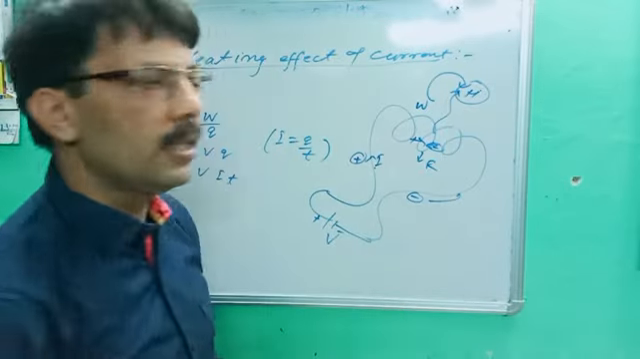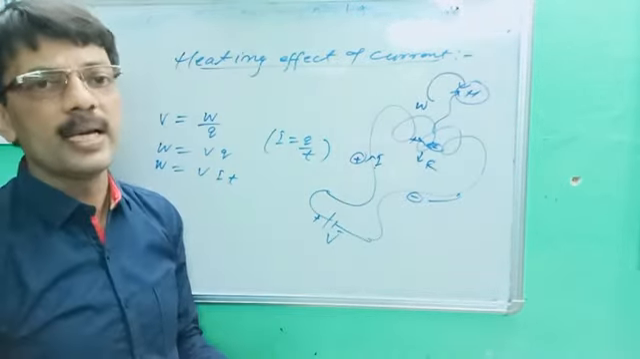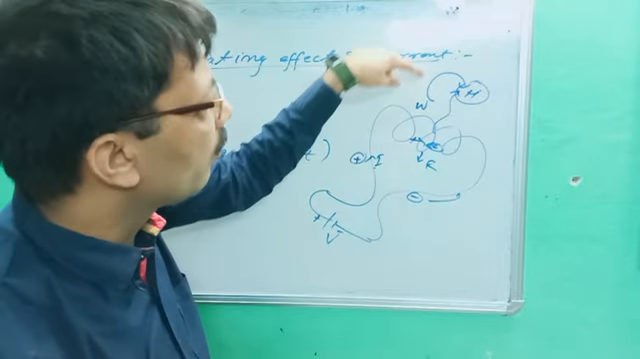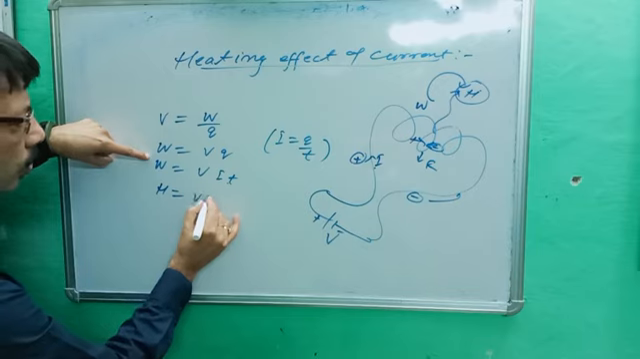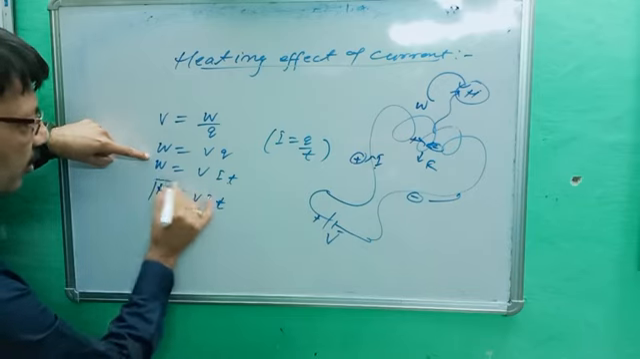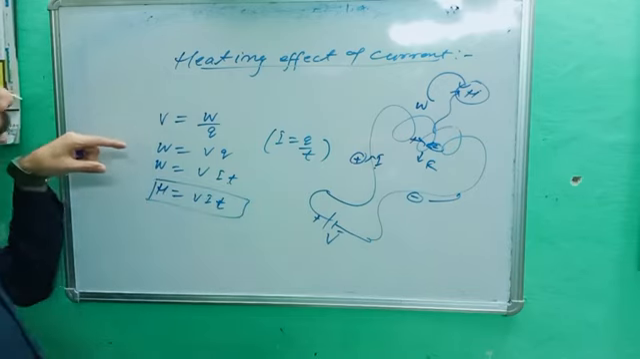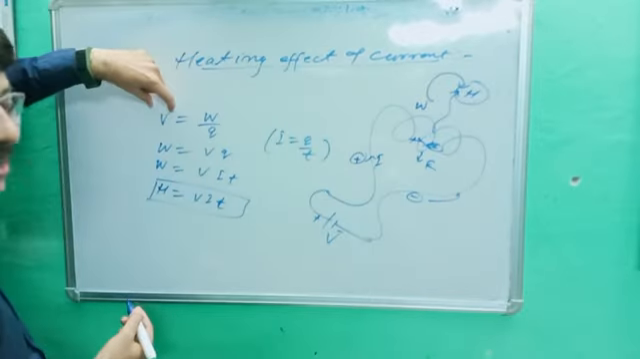is converted into what? Heat. You better know, if you do some work, your body gets heated. The same point is going on here. This work is converted into heat. So in the place of W, we can write H is equal to VIT. This is the first formula for you. Here work is converted to heat by applying the potential.